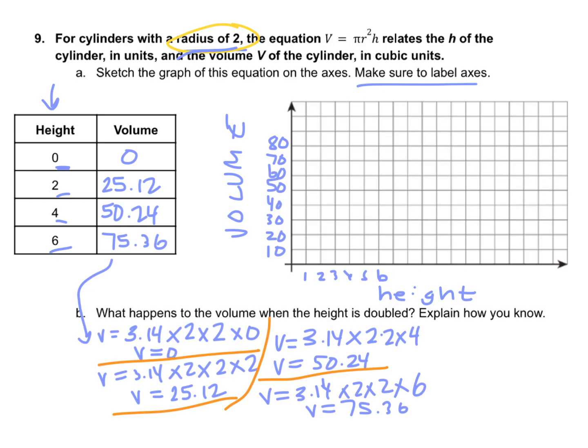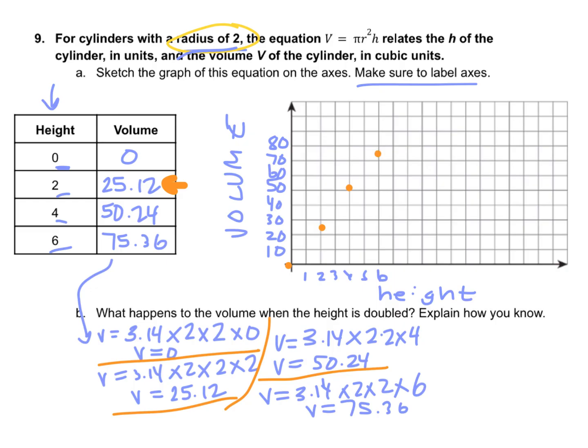Okay, now I just had to plot my ordered pairs that I have just created. So let me take a look at that. Okay, so my first point is 0, 0, so that's right at the origin. Now my second point here is over 2 and up to 25. So that would kind of hover right in the middle there. Over 4 up 50, just a bit over 50. And then over 6 up 75. That's going to be kind of in the middle.